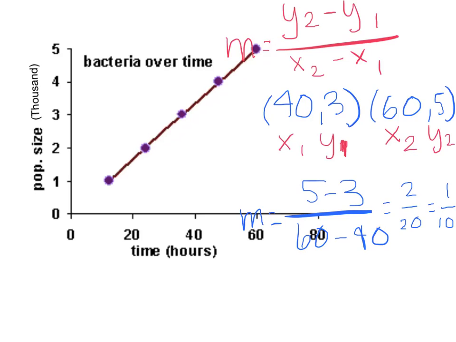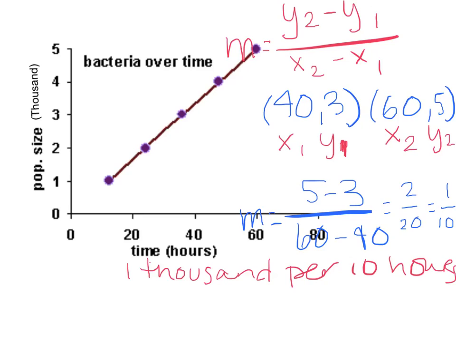So I could write 1,000 per 10 hours. So that's how you're going to take your graph and calculate the slope or the rate of change. You're going to pull 2 ordered pairs out as best as you can without estimating too much, plug them into the formula, subtract, and maybe even simplify. And again, if you know what the x and the y values represent, you can go ahead and write it out in words: 1,000 per 10 hours.